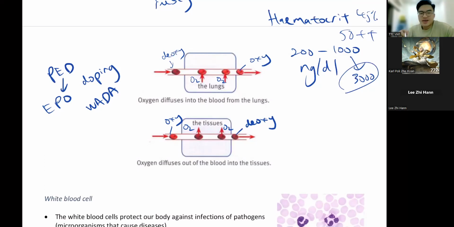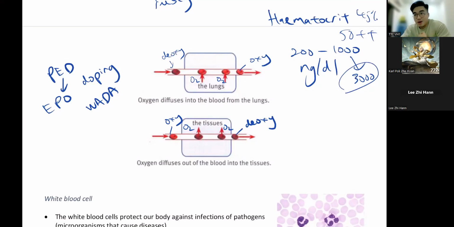Okay, what do they do? Let's say I'm a cyclist. What do I do? 3 weeks before my competition, I draw maybe 500 ml of blood out from my body. Okay, I draw 500 ml. And then I put this blood into my fridge. So now it's like donating blood lah. Now my body has 500 ml less blood.